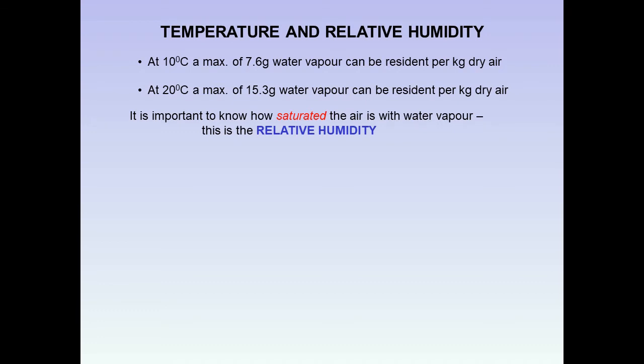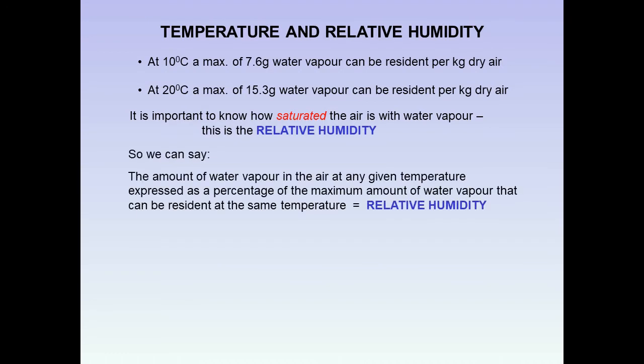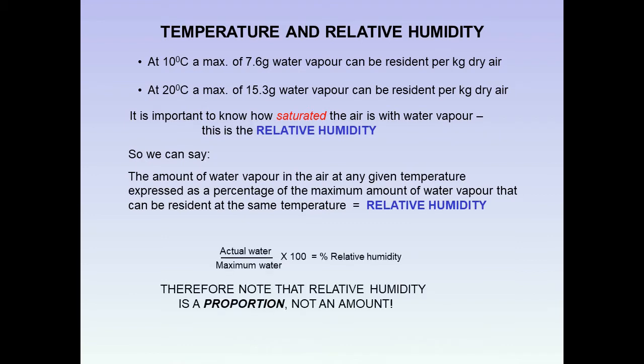However, it is important to know how saturated the air is with water vapour, and this is what we call the relative humidity. It's a measure of saturation. Broadly, we can say the amount of water vapour in the air at any given temperature, expressed as a percentage of the maximum amount of water vapour that can be resident at the same temperature, is known as the relative humidity. Therefore, note that relative humidity is a proportion. It is not what one could call an amount.